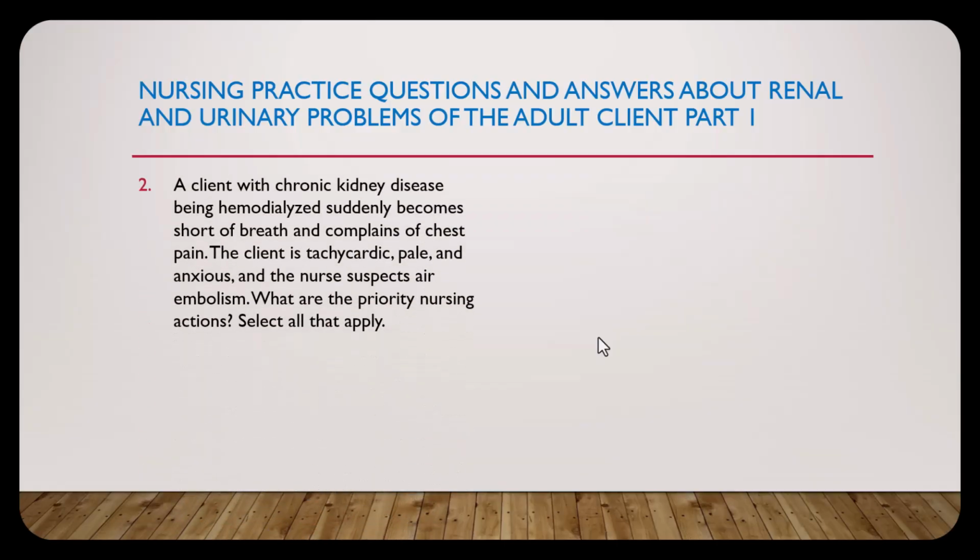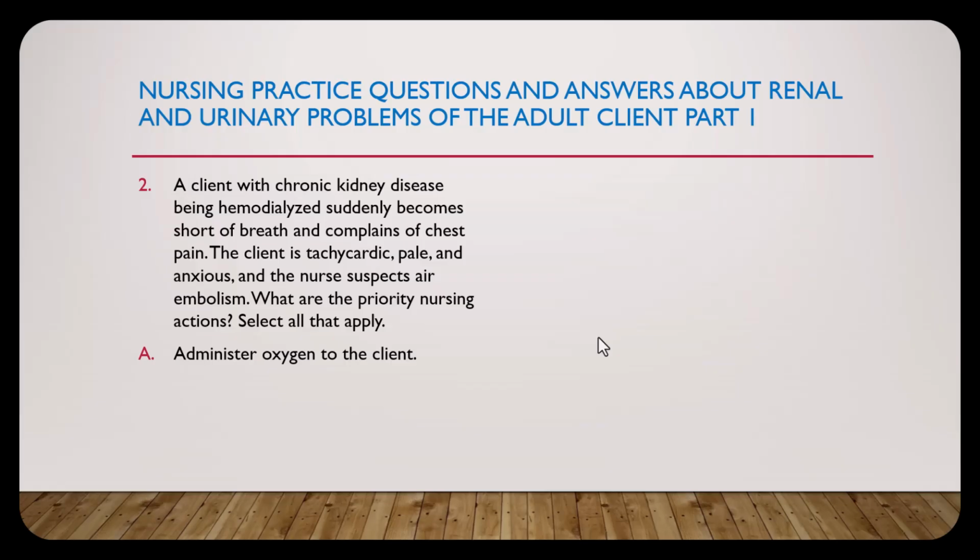A client with chronic kidney disease being hemodialyzed suddenly becomes short of breath and complains of chest pain. The client is tachycardic, pale, and anxious, and the nurse suspects air embolism. What are the priority nursing actions? So select all that apply. So these are the options.